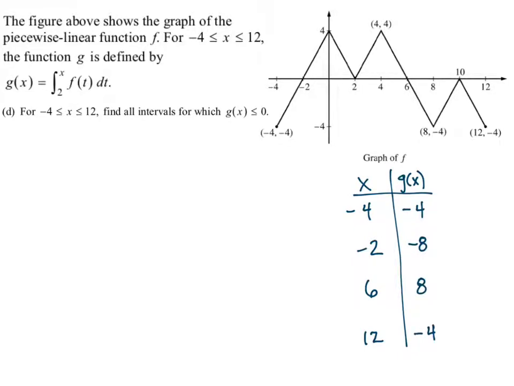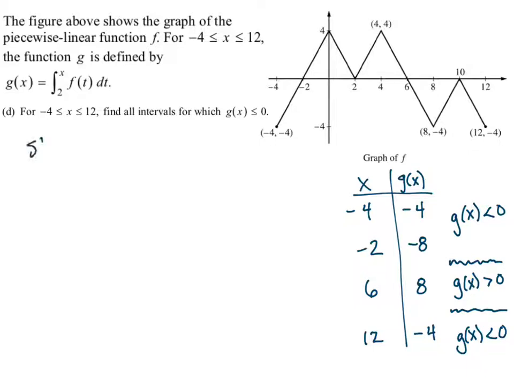But I just have a table for x and g of x, and I see I've got negative values to start, and then it goes to positive 8, and then it goes back to a negative value. And so I'm thinking like g is less than 0 at the beginning, and then it's greater than 0, and then it's less than 0. So I kind of have my intervals built into that table just a little bit.